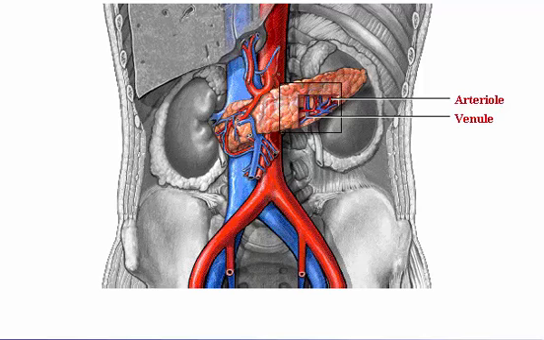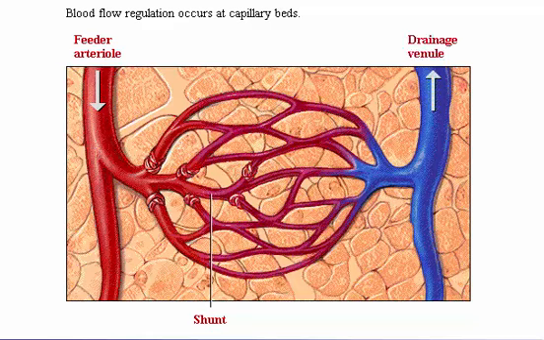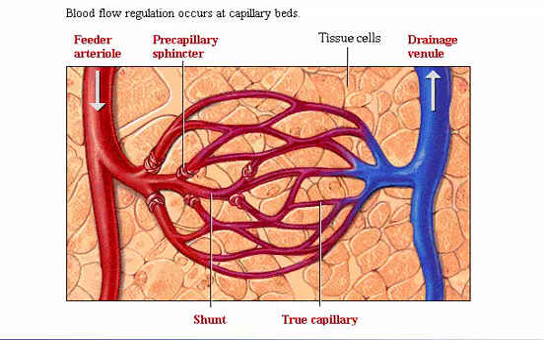Blood flow regulation occurs at the capillary beds. The feeder arteriole brings blood to the capillary bed. The shunt is a short vessel that directly connects the feeder arteriole and the drainage venule at the opposite end of the bed. Exchanges of materials take place between tissue cells and the blood in the true capillaries. The precapillary sphincter is a cuff of smooth muscle fibers that surround the root of each true capillary, acting as a valve to regulate the flow of blood into the true capillaries.